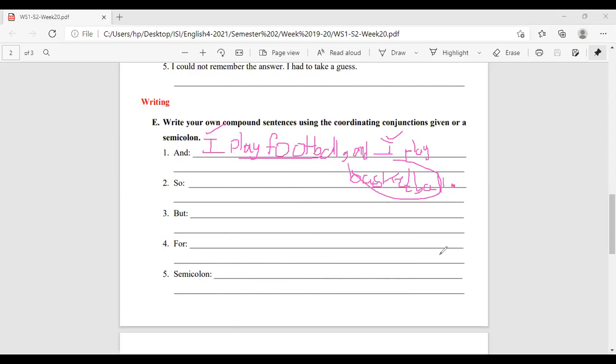Yes, ma'am. Okay, can you give me a compound sentence, but here you have to use a semicolon. Give me any compound sentence. I went to the zoo, but it was closed. You said it was closed. I went to the zoo.